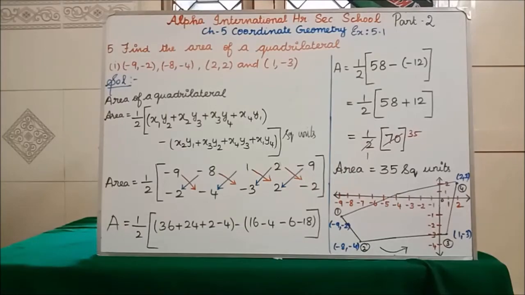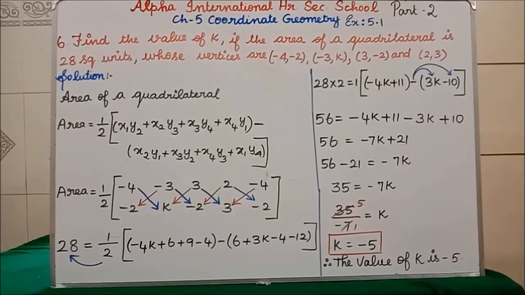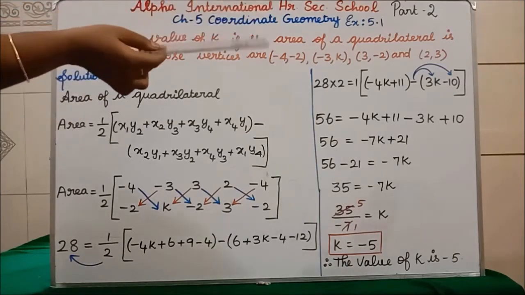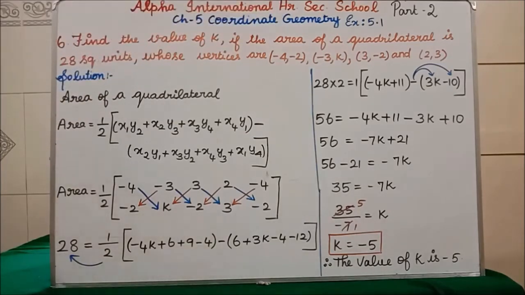Next, we will see the sixth question. Find the value of k if the area of a quadrilateral is 28 square units, whose vertices are minus 4 comma minus 2, minus 3 comma k, 3 comma minus 2 and 2 comma 3. In the fifth question, we found the area of the quadrilateral, but in the sixth question they have given the area of the quadrilateral.